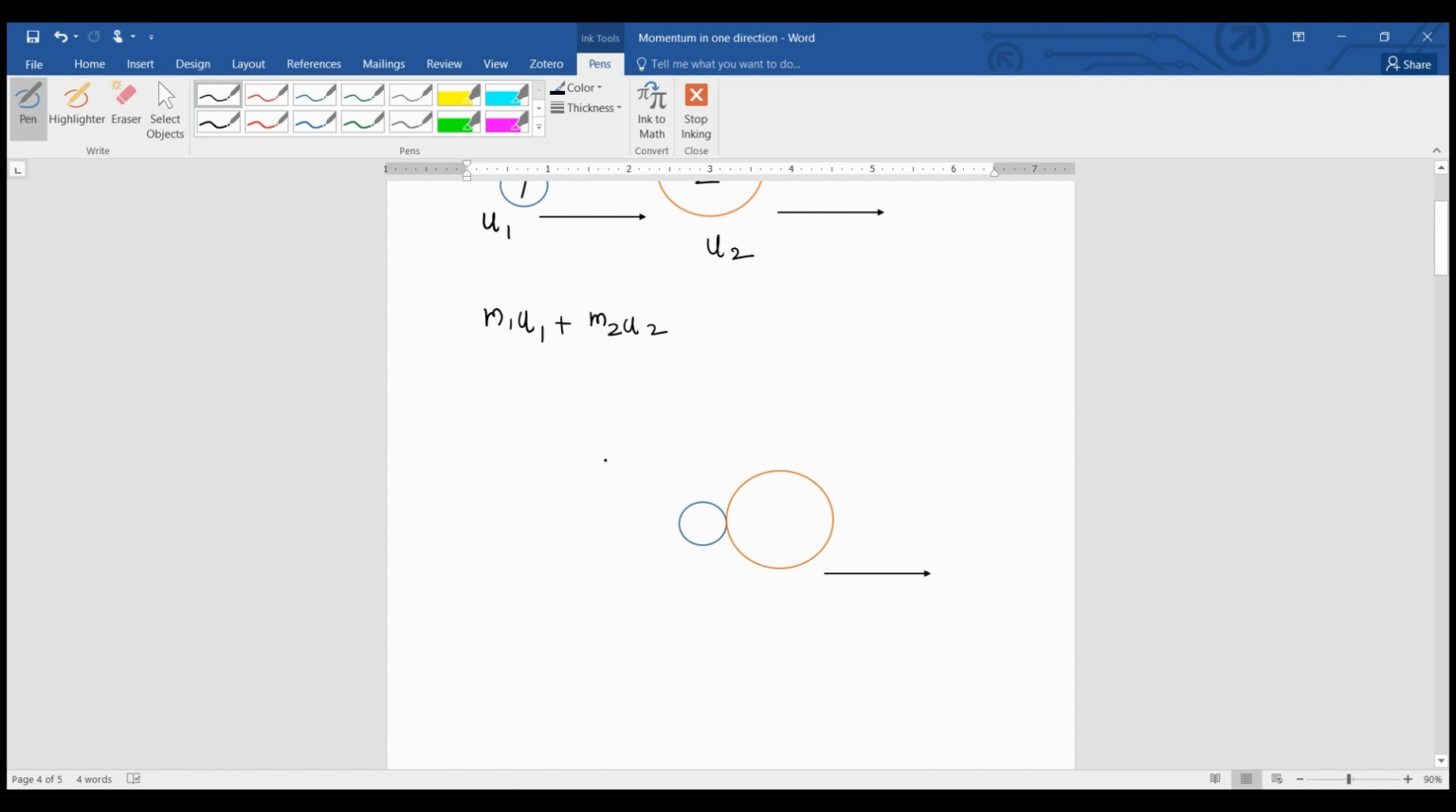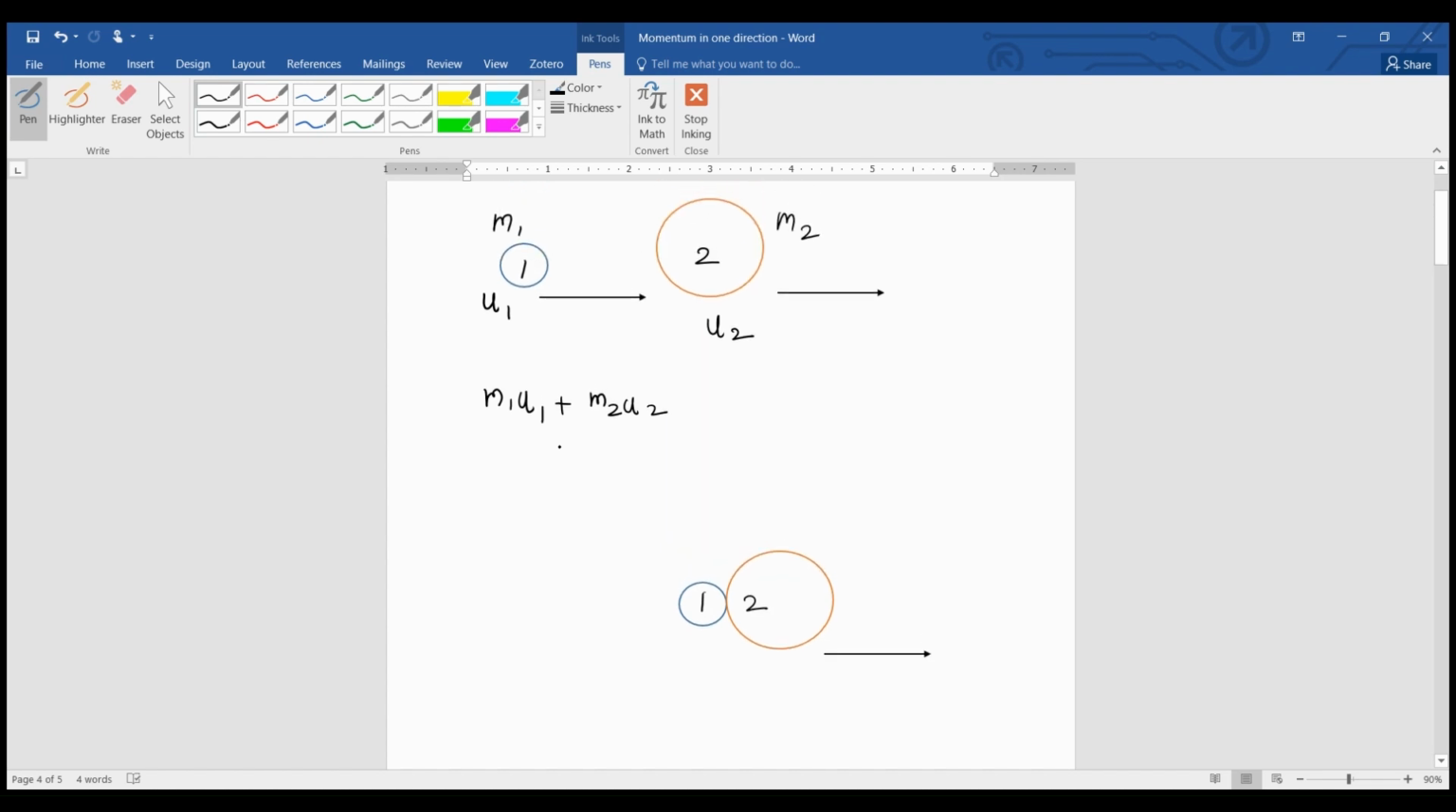If you look at it, both objects 1 and 2 are stuck together and they're moving in the same direction as before, to the right. Now when we are talking about velocities, we have to include the directions of the velocities. In this example, both object 1 and object 2 are moving to the right, and in physics, to the right is always taken as positive.